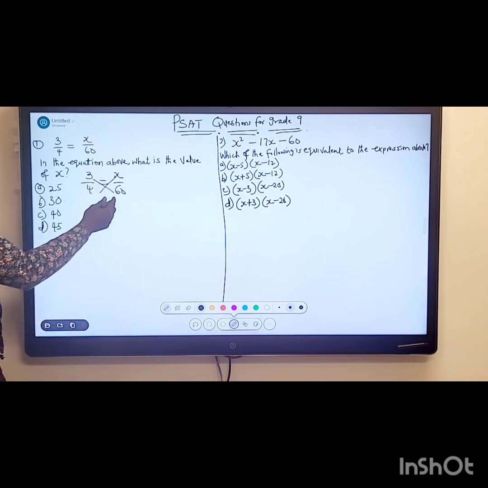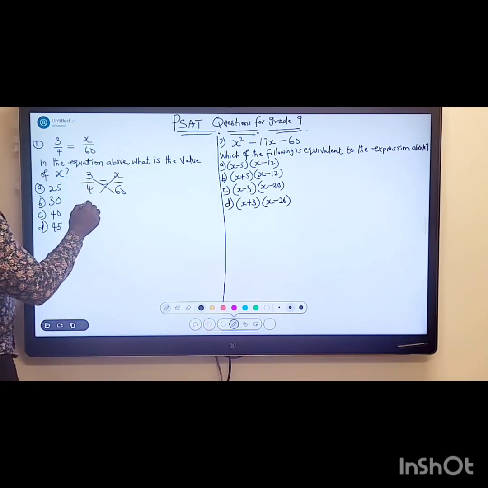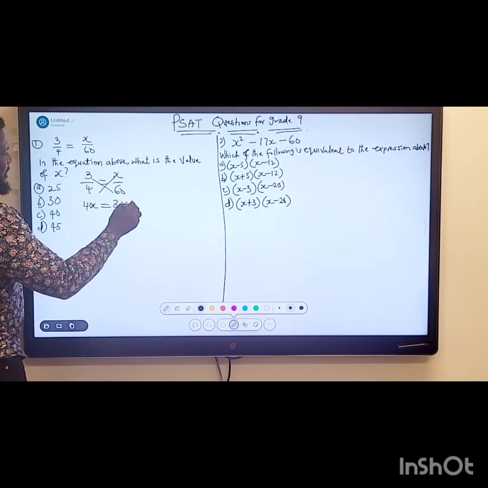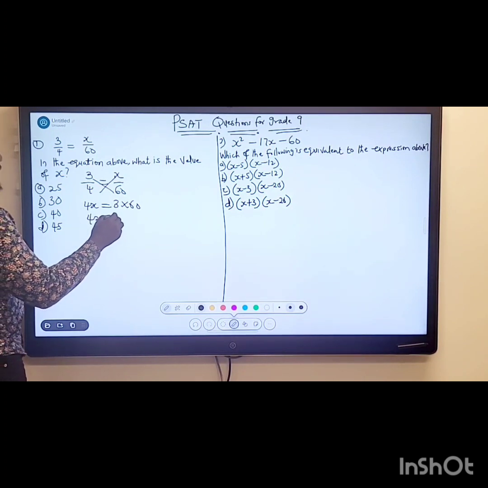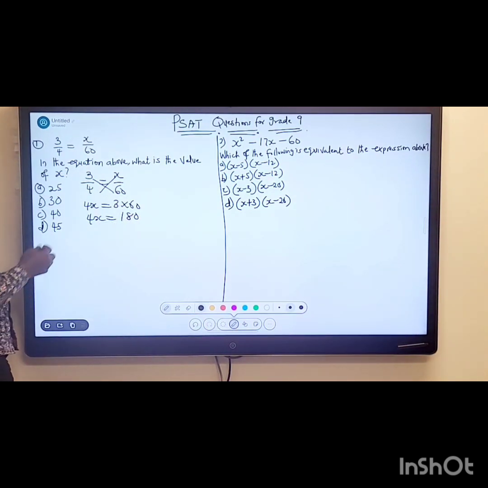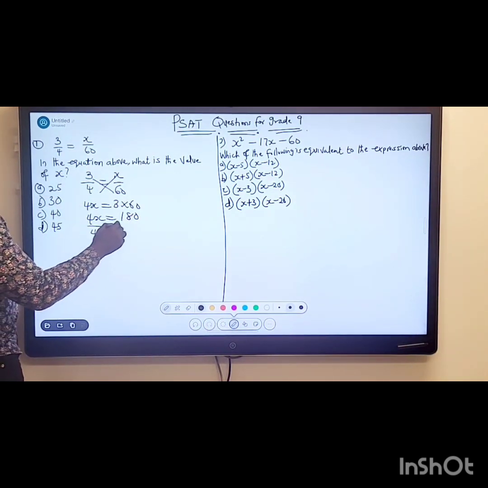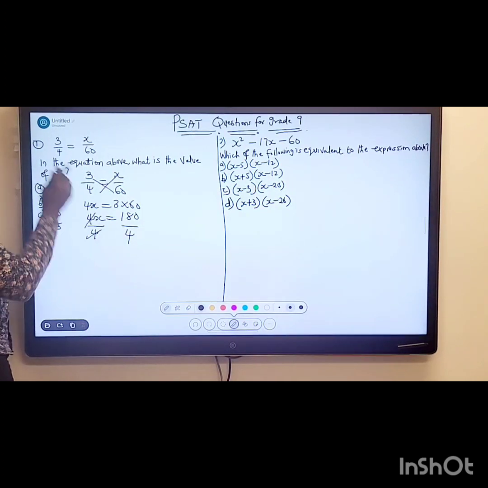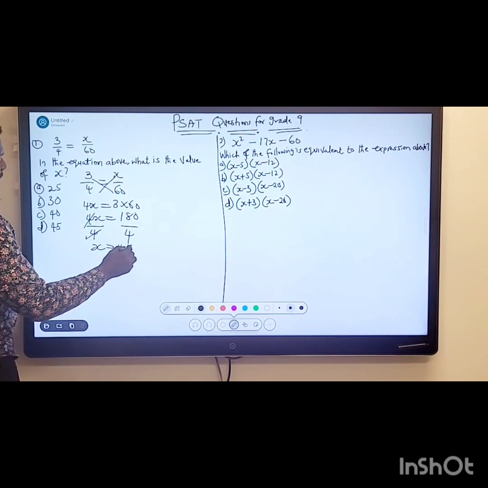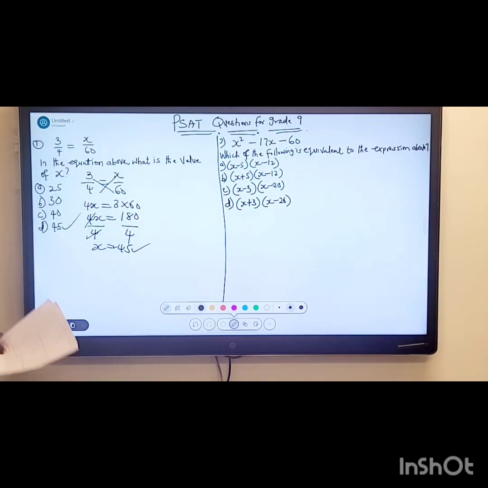So you cross multiply, and then you have 4x equals what? 3 times 60. And then you have 4x equals, this will give you 180. And then what do you do next? Remember, we are looking for x, so you divide both sides by 4. So this will cancel this. If you divide 180 by 4, that will give you x equals what? 45. So you can see that our answer is D.